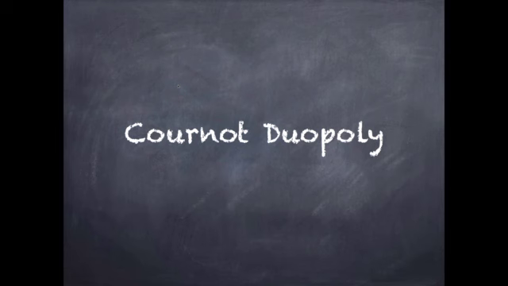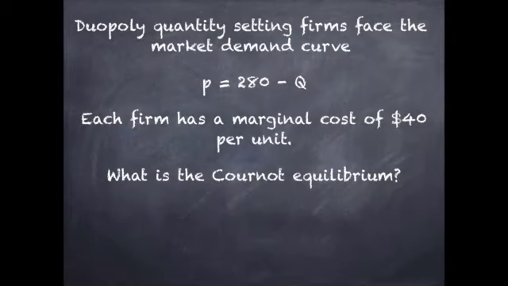And in this particular lecture, I'm going to be looking at a Cournot duopoly and going through the process of finding the equilibrium output for each firm and the equilibrium price in the marketplace. So you might see a problem like this, or very similar to this.